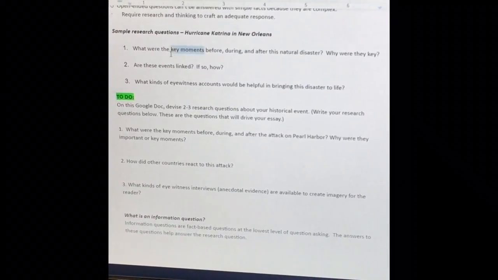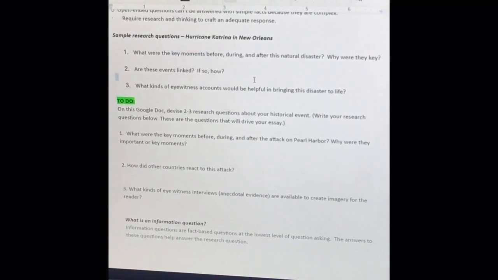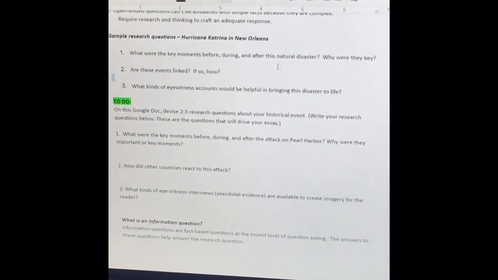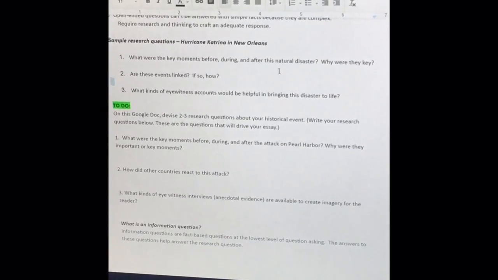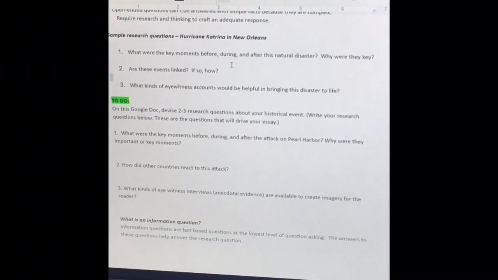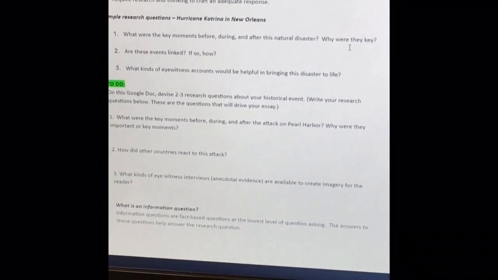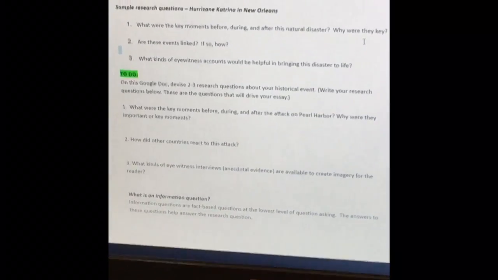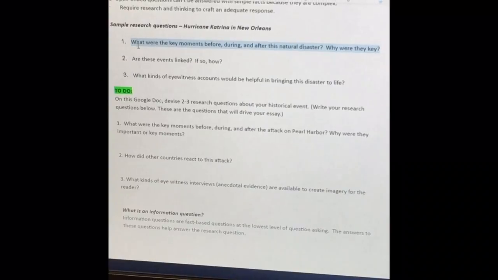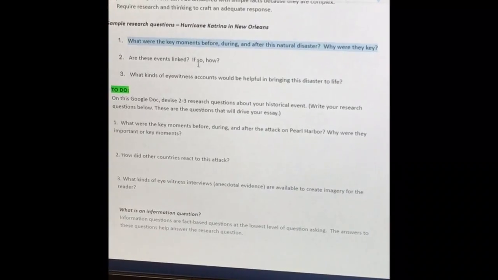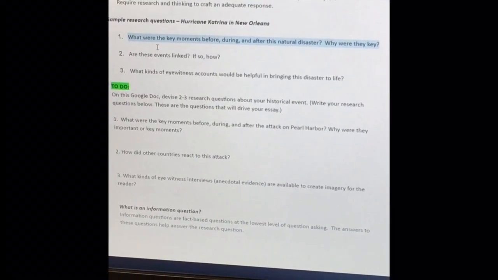That was one of our terms from this unit that we talked about with our notes. What were the key moments before, during, and after this natural disaster, because we're talking about Hurricane Katrina. But you could say, what were the key moments before, during, and after this event? And then we want to follow up. Why were they key? Why were they important? So if I were a 7th grade student, this might be a good starting point.